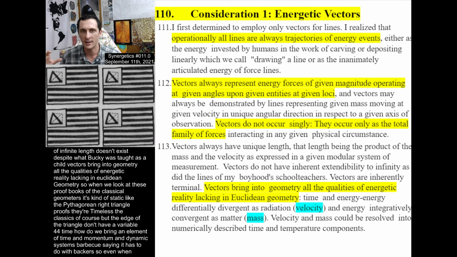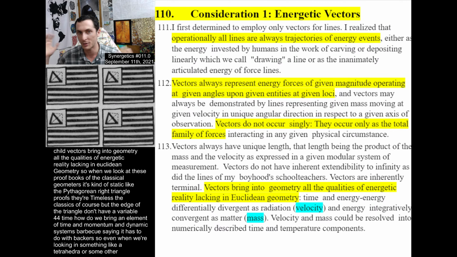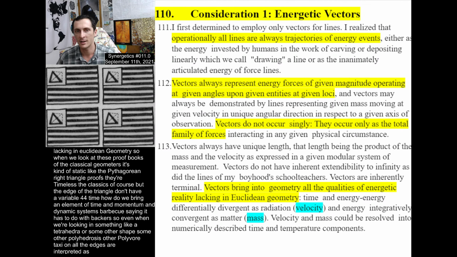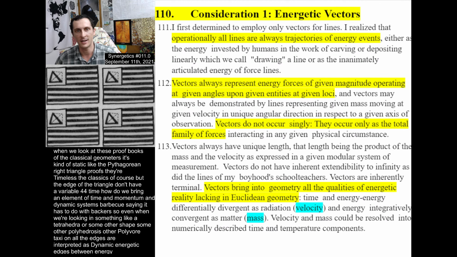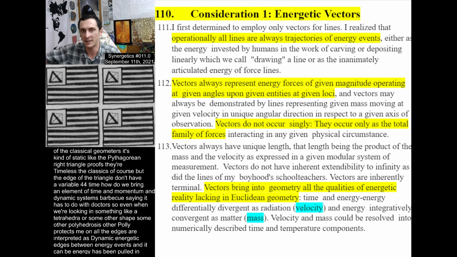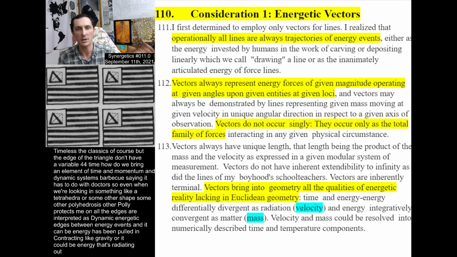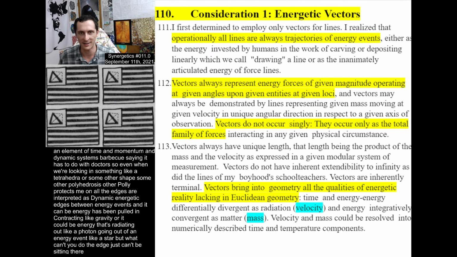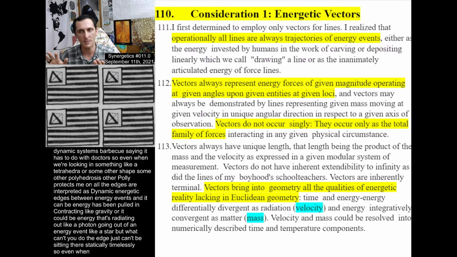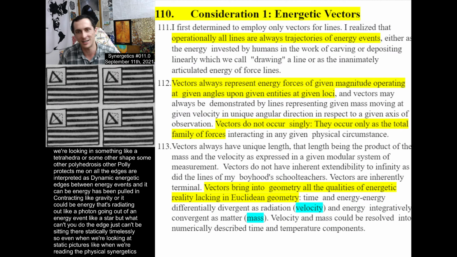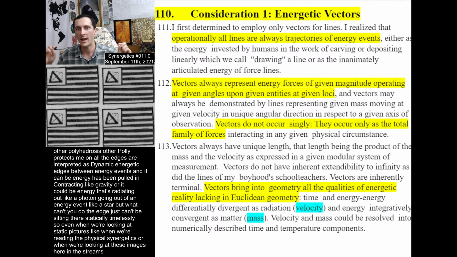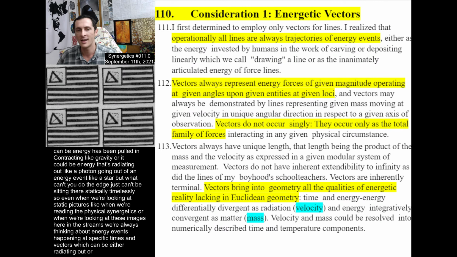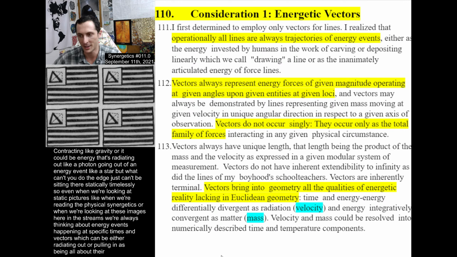So even when we're looking at something like a tetrahedron or some other polyhedron, all the edges are interpreted as dynamic, energetic edges between energy events. And it can be energy that's being pulled in, contracting, like gravity, or it can be energy that's radiating out, like a photon going out of an energy event, like a star. But what can't it do? The edge just can't be sitting there statically, timelessly. So even when we're looking at static pictures, like when we're reading Synergetics or when we're looking at these images here in these streams, we're always thinking about energy events happening at specific times, and vectors, which can be either radiating out or pulling in, as being all about their specifics and with a dynamic.